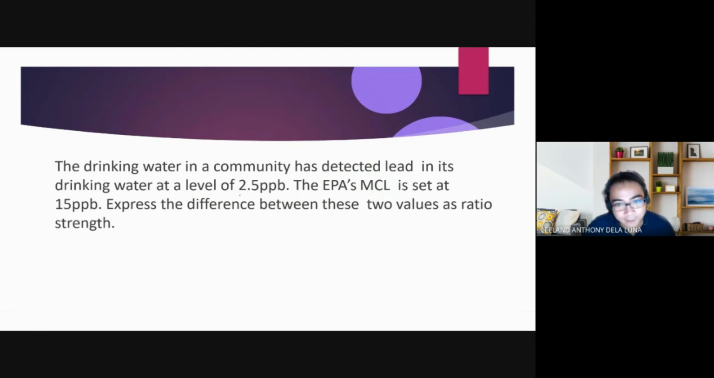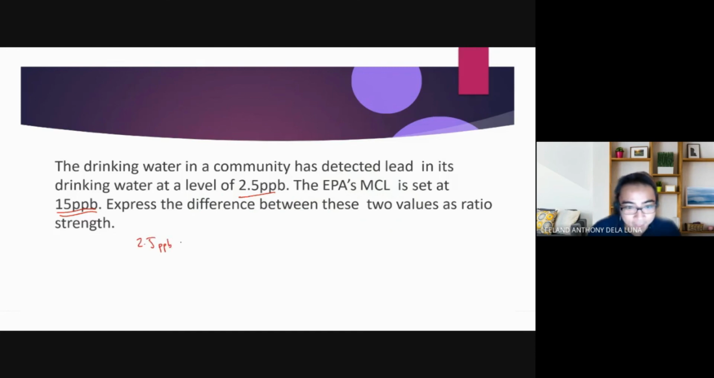Okay, so 2.5 parts per billion. The EPA's maximum concentration level is set at 15 parts per billion. Right? So obviously, hindi pa naman ganun kadelikado ang 2.5 parts per billion concentration of lead in the current drinking water na meron, sa scenario natin na to. So express the difference between these two values as ratio strength. Okay, so ano ba yung difference between the two? Express mo natin sa isa-isa. Mas maganda yun eh.